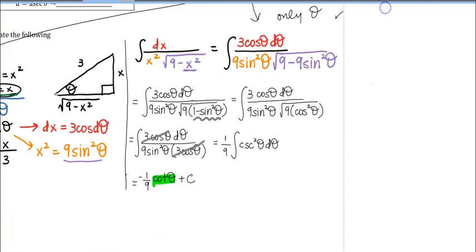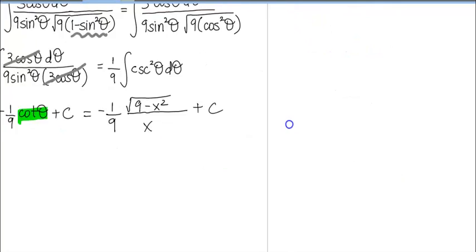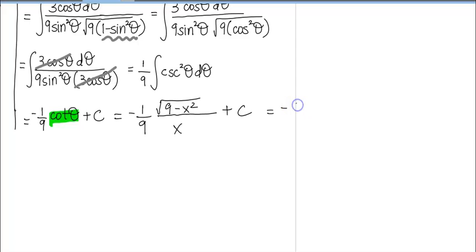So I'm going to go in here, and instead of writing negative 1/9 cotangent theta, let's talk about what cotangent is. Cotangent is adjacent over opposite. The adjacent side is the square root of 9 minus x squared, looking at this adjacent side on the triangle, and the opposite side is x. And we still have that plus c. So we do get our final answer of negative square root of 9 minus x squared divided by 9x, plus c.